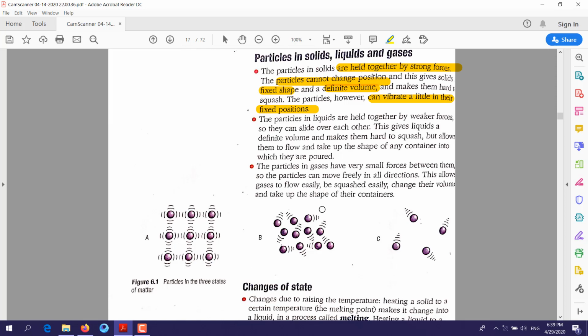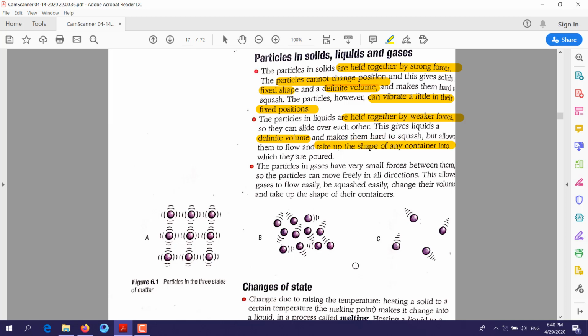It's fixed. So particles in liquids are also held together by weaker forces. They are held together, but the force among the particles is less than the force in the solid particles. So they can slide over each other. This gives liquid a definite volume, and it can make them hard to squash. But if we talk about the shape, it will take the shape of any container.